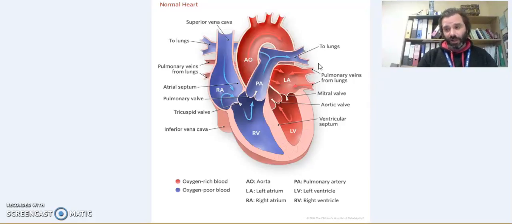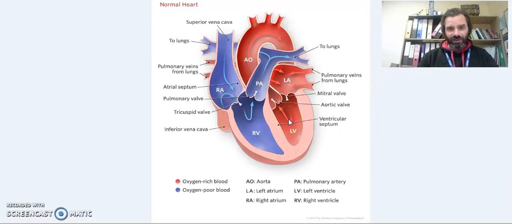The oxygenated blood is transported back to the heart and it goes into the left atrium, which is this area here. So it comes through the pulmonary veins here and here into the left atrium. Now this blood, and this is why it's red, is oxygenated. It's full of oxygen, ready for the body to use for exercise or any other things that it needs it for. From the left atrium, the blood then flows into the left ventricle, which is this chamber here.